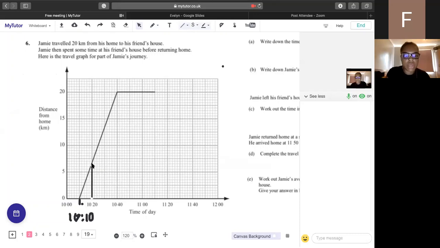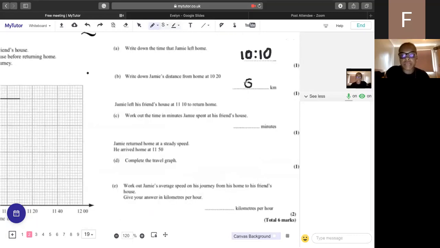Here, and then we go across. So when we go across, what we'll find is that it's around 6. Using the scales on the graph, it looks around 6, and we already know that on our axis we have 6 kilometers. So our answer would be 6 kilometers.